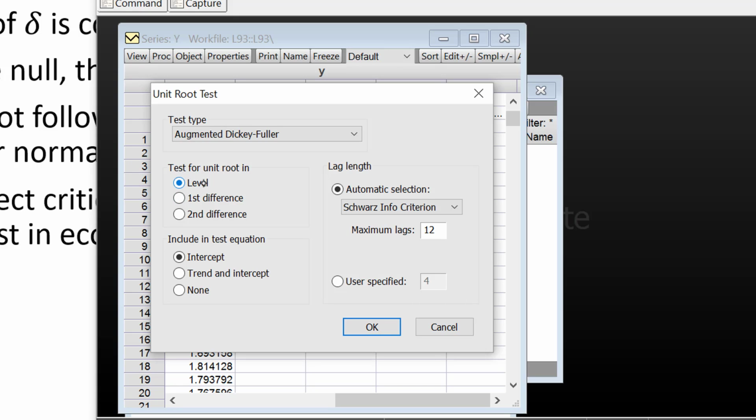So what to include in the test equation? Well, the intercept. We have a simple AR1 process, and since beta 1 is not necessarily 0, we need to include that intercept. I'll come back to these two choices later. In this lecture, we have assumed that y t follows an AR1 process. So in that case, you need to click this one, user specified, and set this to 0. 0 corresponds to the AR1 case. And again, I'll come back to the lag length in a second.